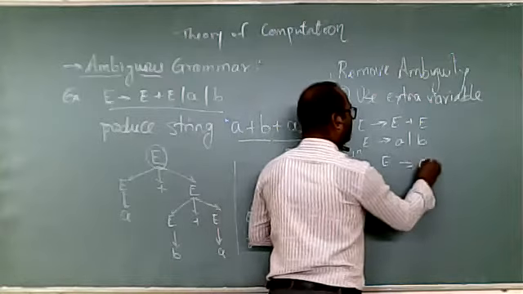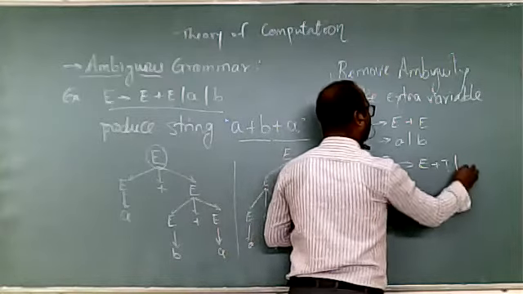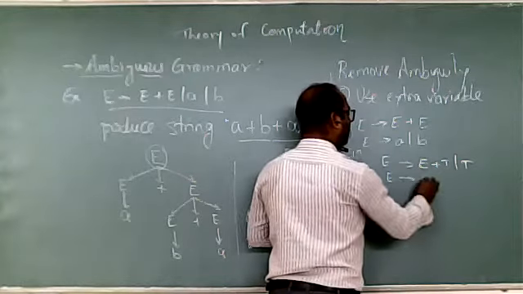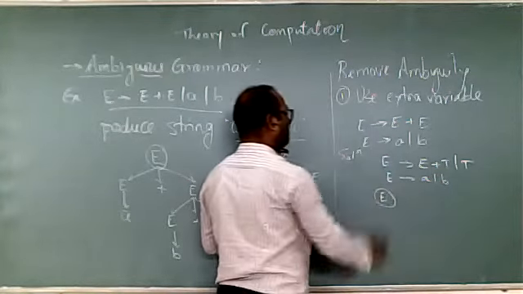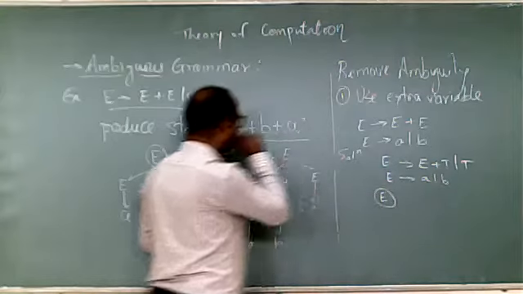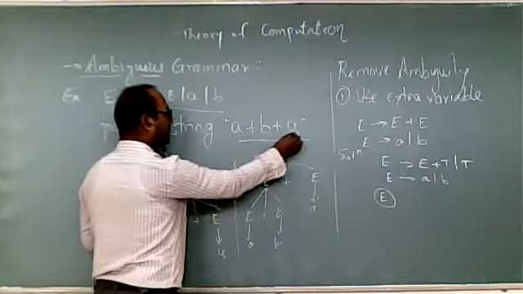E produces E plus T or T. T produces A or B. Okay. So as we know, the starting symbol is always the root symbol. So what string do we want? A plus B plus A.